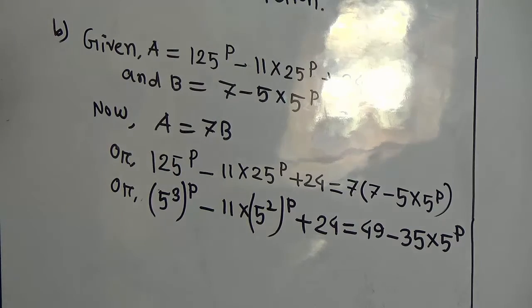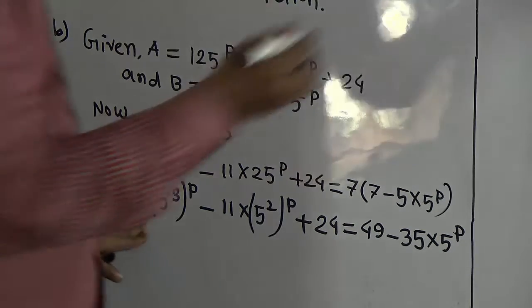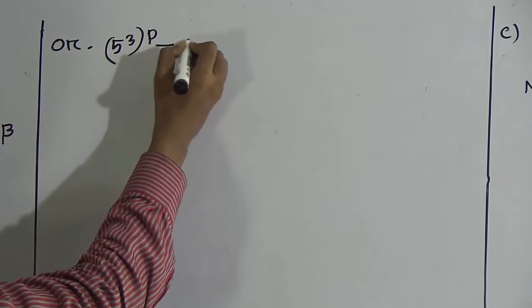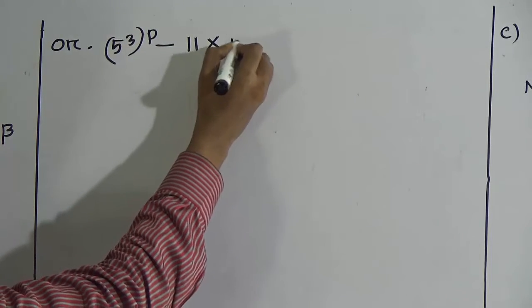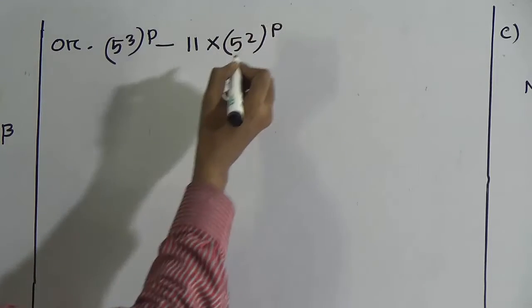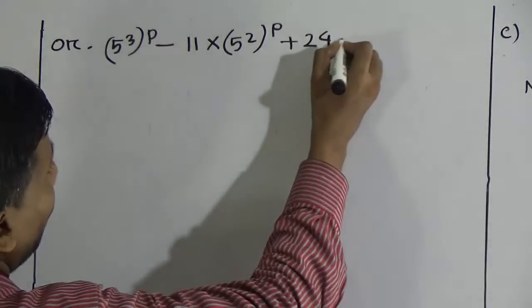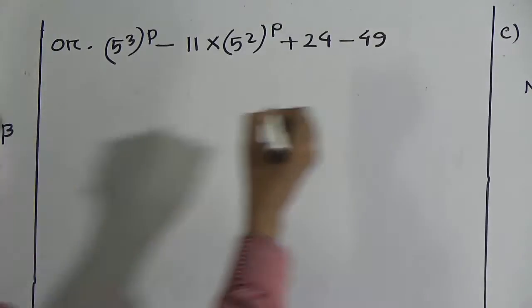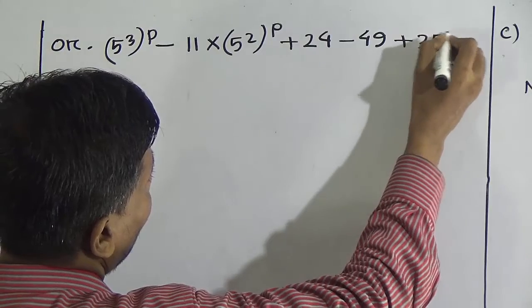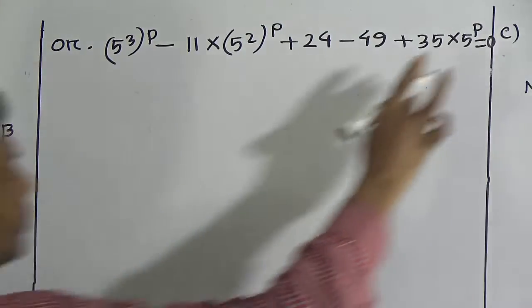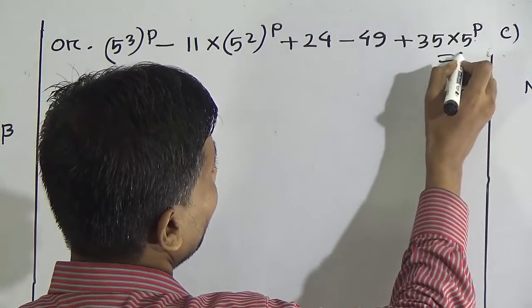Okay, student. Now write in here, look, 5 power 3 power P minus 11 into 5 square then power is P plus 24 then minus 49 plus 35 into 5 power P equal to 0. This is equal to what? This is equal to 0.